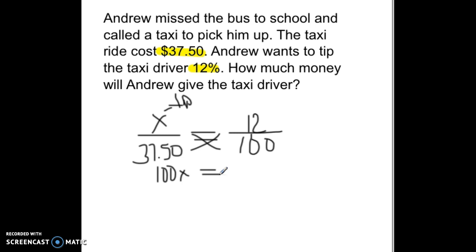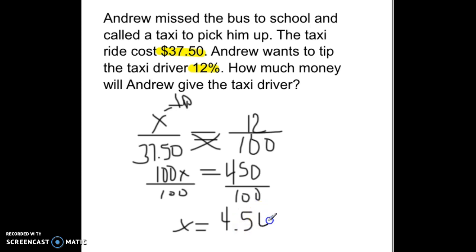Let's try that. 12 times 37. Sorry, my calculator isn't working very well right now. Let me try again. 12 times 3750. That's a lot of money. It's going to be 45,000. But don't worry, that's not your final answer. That is only our cross products. So we divide by 100. And this one is x equals, it will probably come out on your calculator as 4.5, but let's make it look like money and call it $4.50.